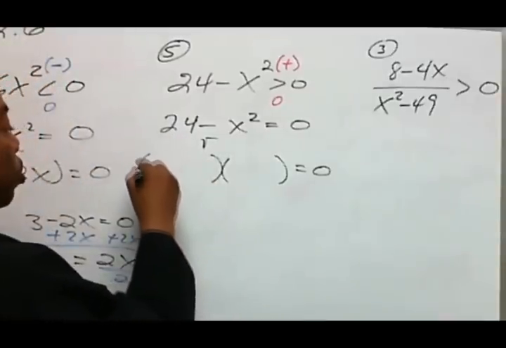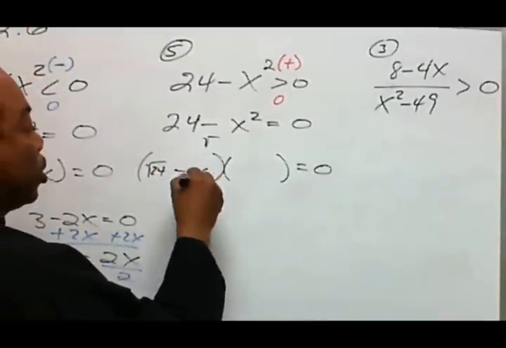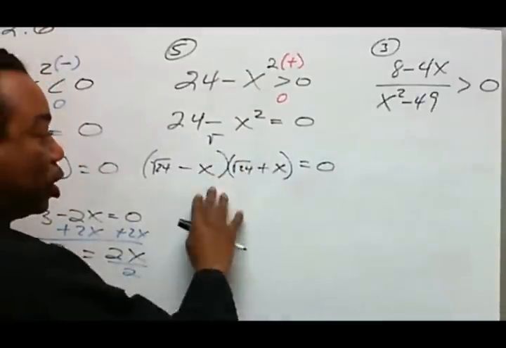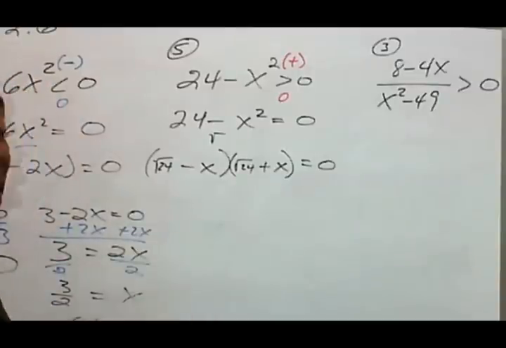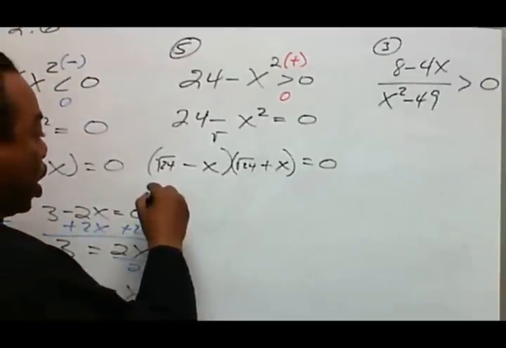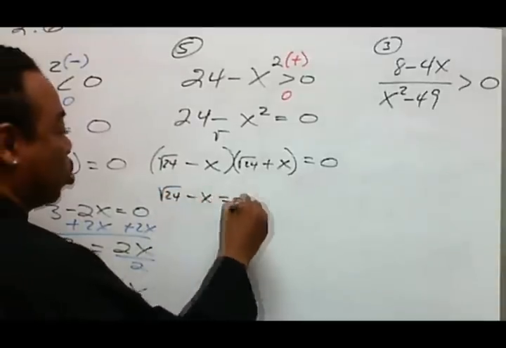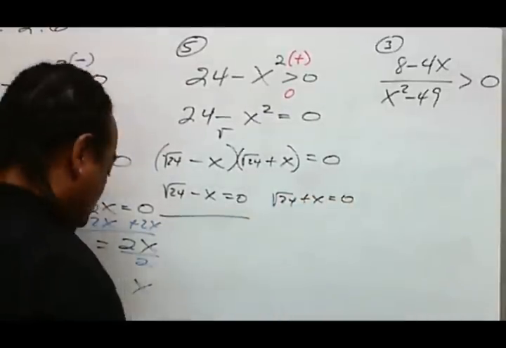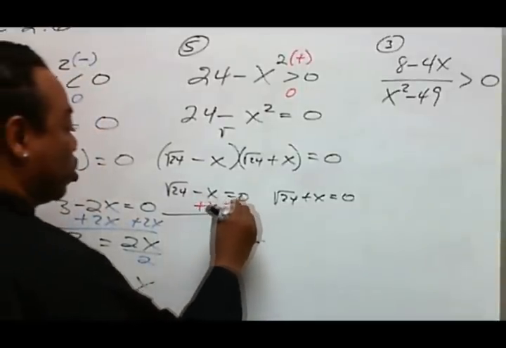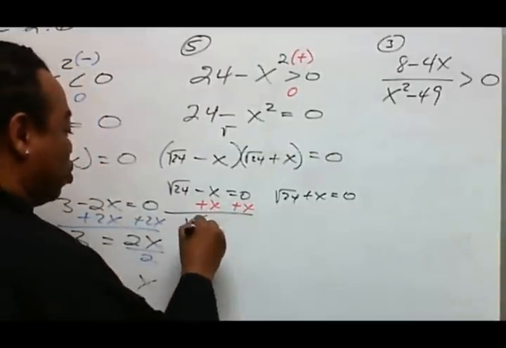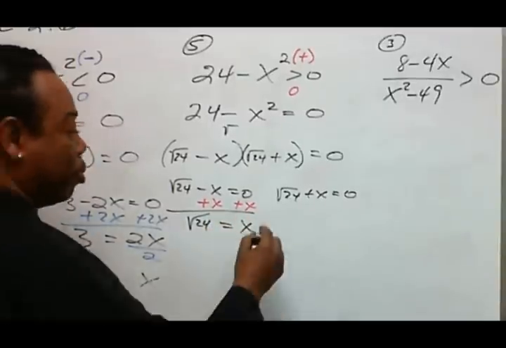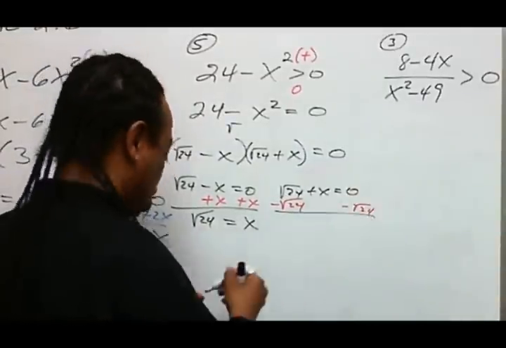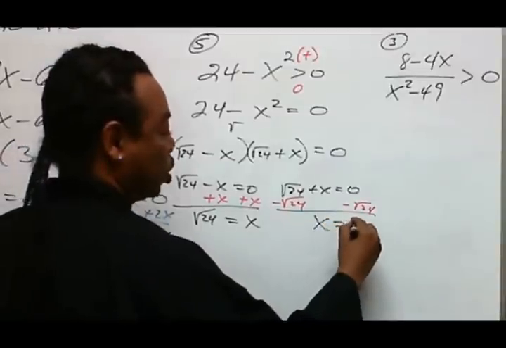So the square root of 24 minus x, and the square root of 24 plus x. Okay, I took the square root of both of these, so that's the difference of two squares. Therefore, now I can actually solve these individually. I have the square root of 24 minus x equals 0, and the square root of 24 plus x equals 0. Here I'll add x to both sides, and I have x equals the square root of 24. Over here I'm going to subtract the square root of 24 from both sides. And for my second answer, we get x equals the negative square root of 24.